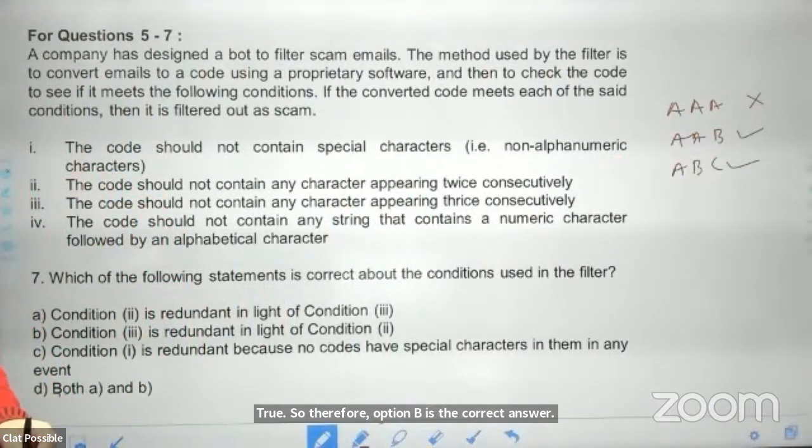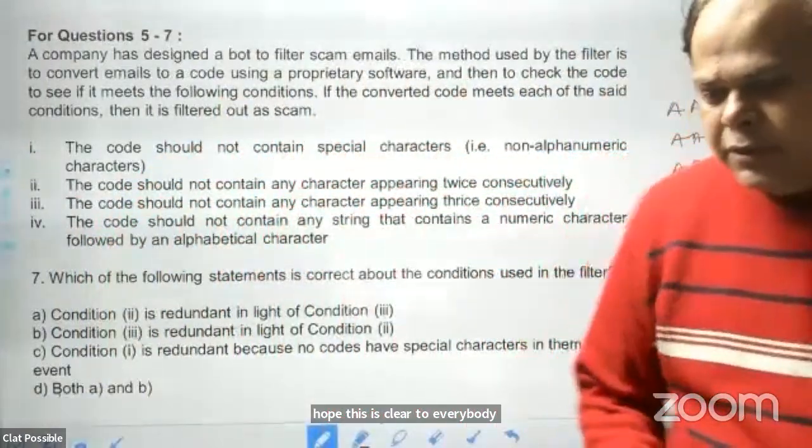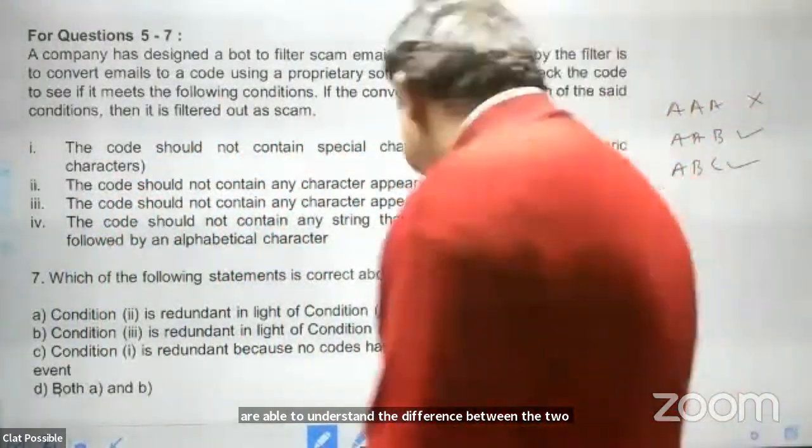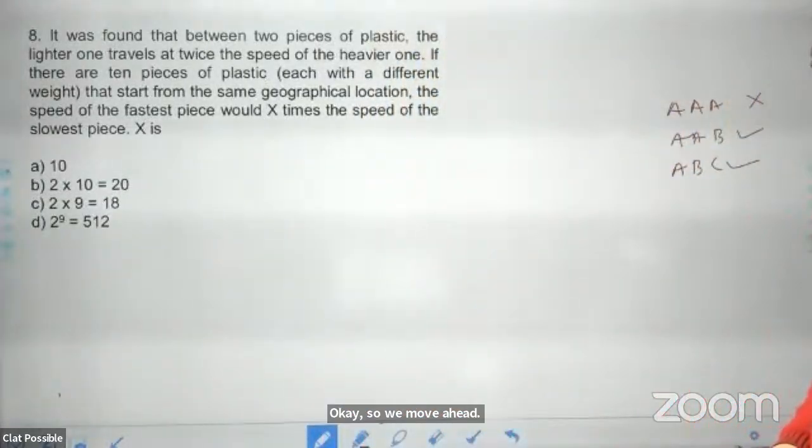Hope this is clear to everybody. People are able to understand the difference between the two. Okay, so we move ahead. Try this one.